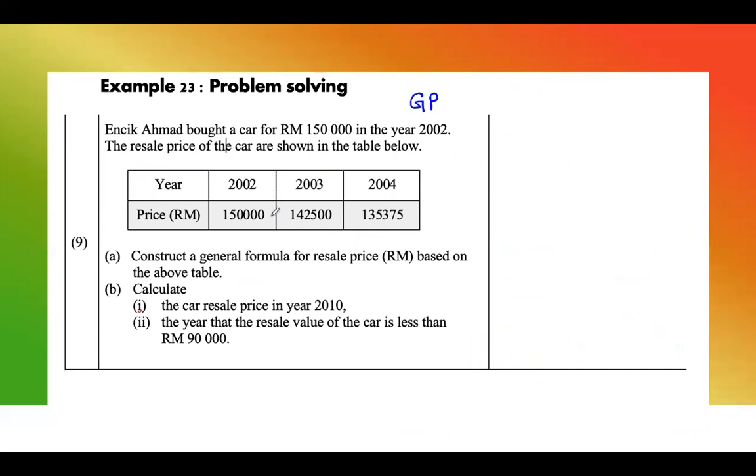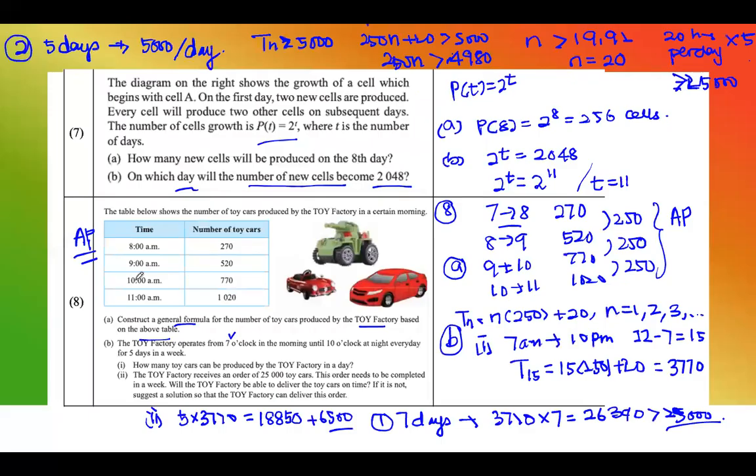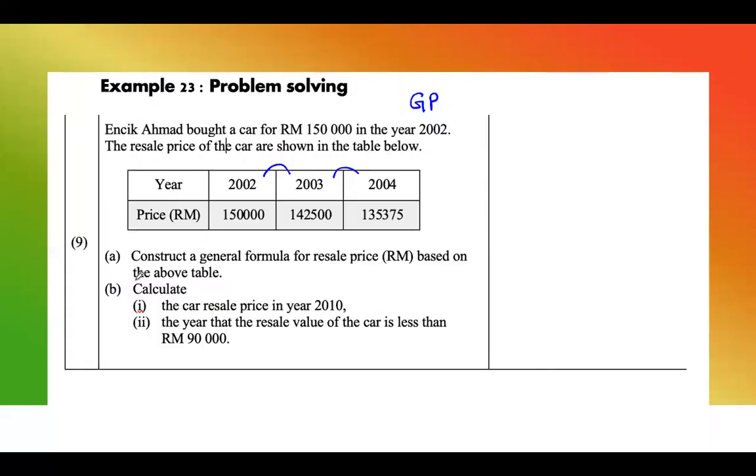AP is when you take the second term minus the previous term, the term now minus the previous term, and you get the same value for the next term minus the term now. Okay, so like question 8, you get 250, the same amount. So that is called AP, arithmetic progression. So there is a common difference. Here is common ratio. Okay, so common ratio.